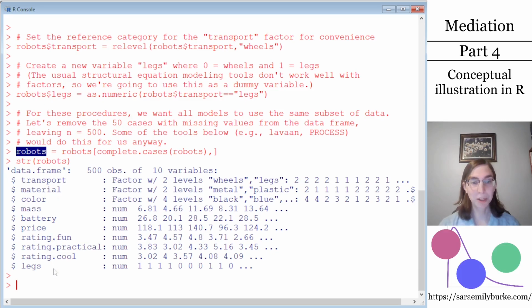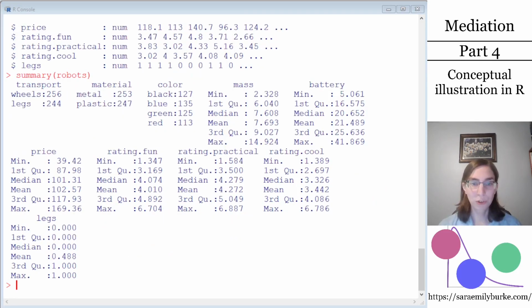And the rest of them are numeric variables, including the new legs variable that I created just a moment ago. Here's a summary of each variable in the dataset. Most notably, the transport variable refers to 256 robots with wheels and 244 with legs. We're going to be comparing those today. The price variable ranges from about $39 to about $169, with center somewhere around $100.